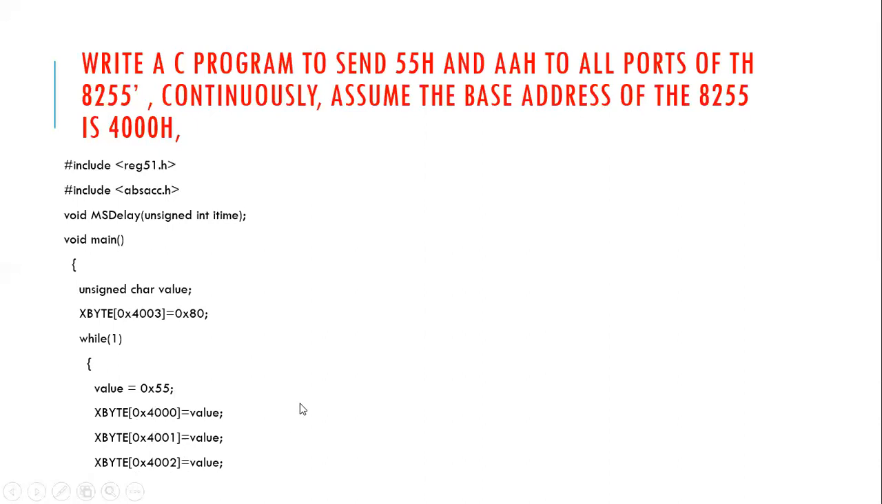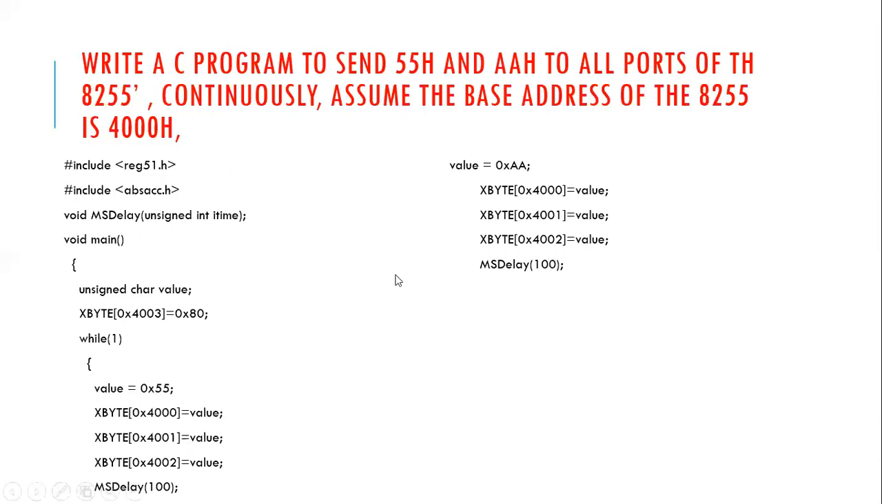After that we call for a delay. After calling the delay, we change the value to AAH. Once we have changed the value to AAH, we repeat the same statements: value to 400H, that is port A, then value to 4001, port B, value to 4002, that is port C. Then we have a delay.